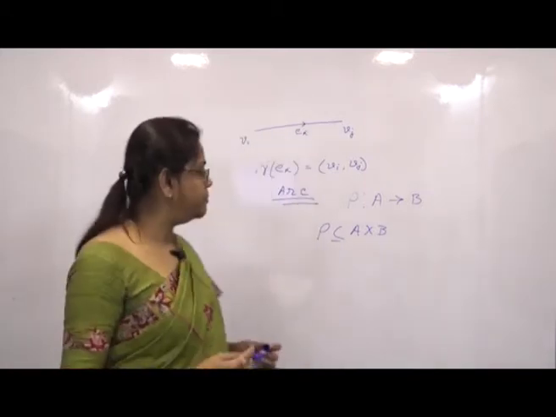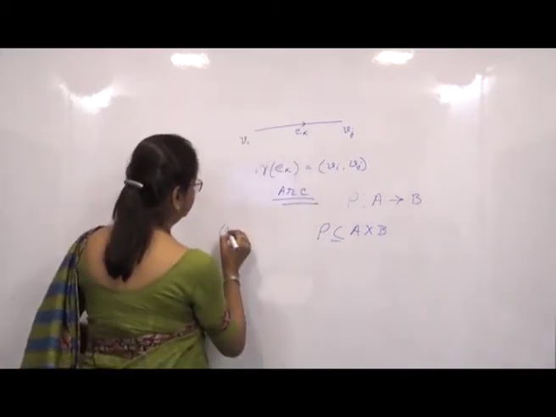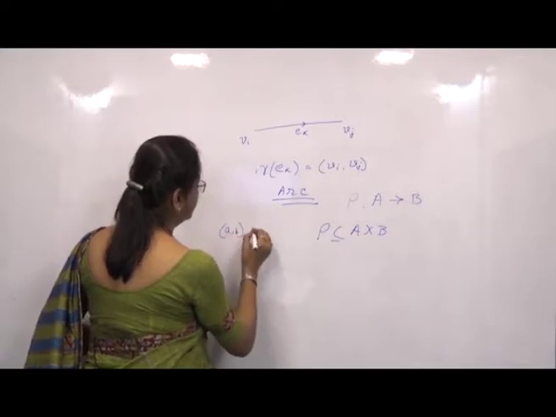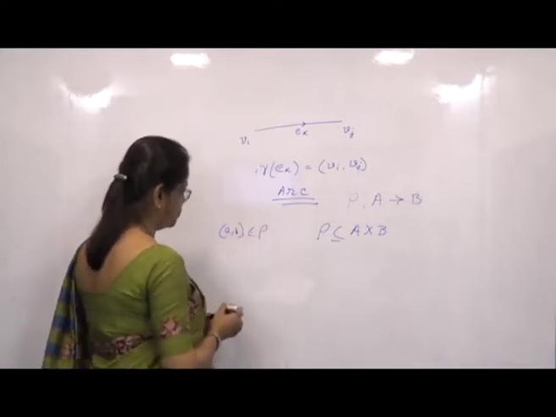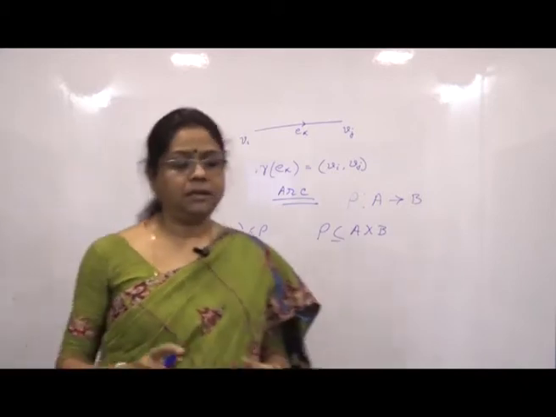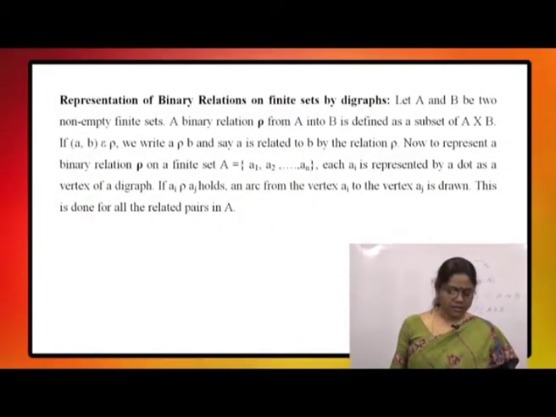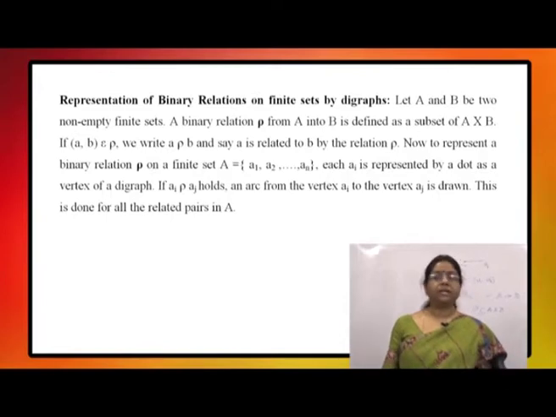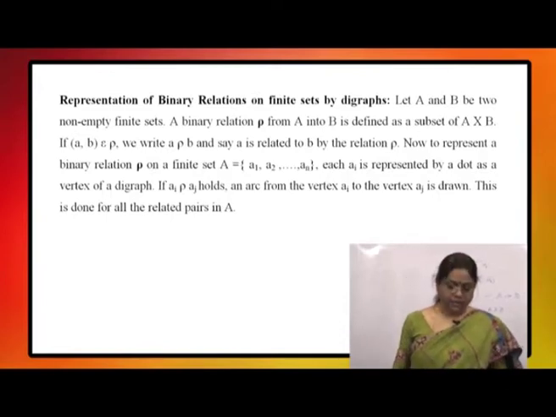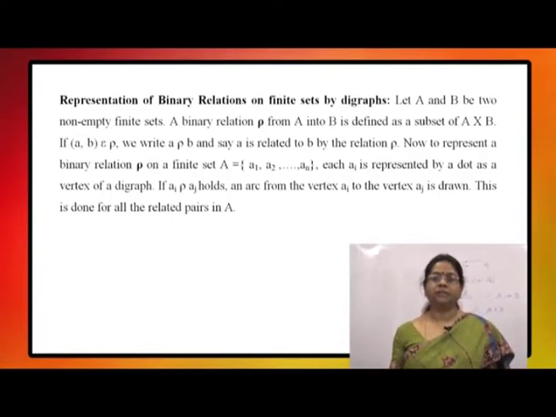So if A and B, AB, this pair belongs to rho, that means that vertices A and B are related by some assigned relation rho.